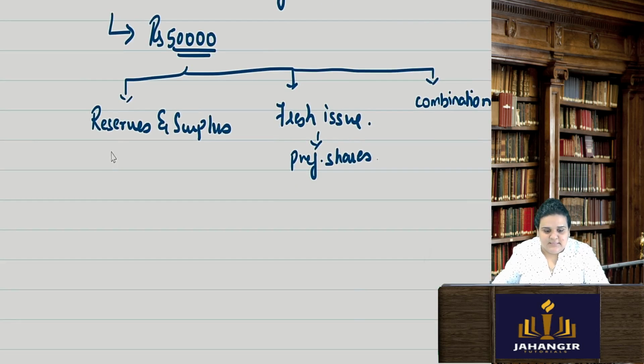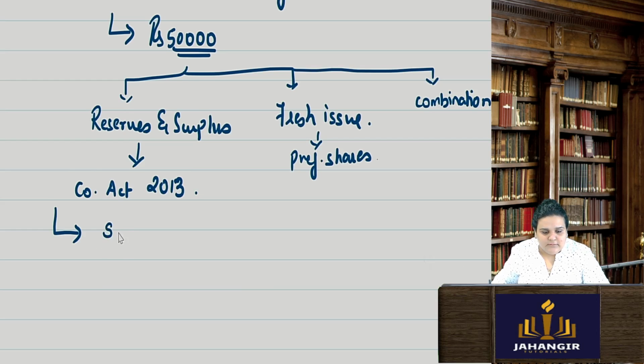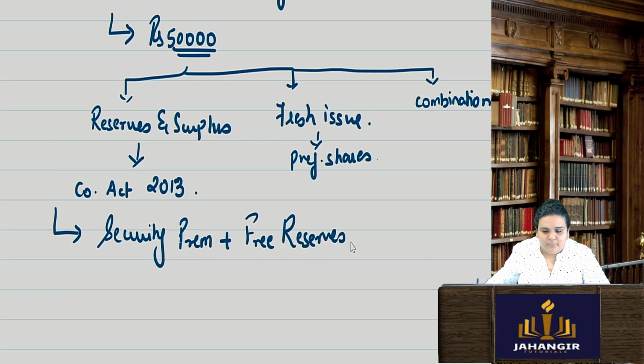Now which reserves can I use? As per section 68 under Companies Act 2013, it states that the company can buy back its shares from its securities premium account, money in the securities premium. They can use this, plus they can use the other free reserves. Okay, it is written. Or else they can do a fresh issue.